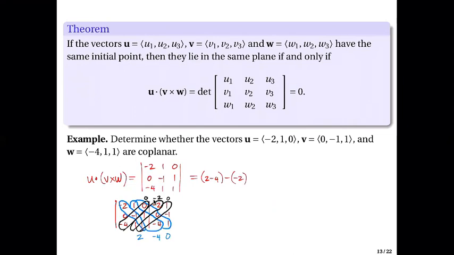And indeed, this is equal to 0. So negative 2, so 2 minus 4, that's negative 2, minus negative 2, that's equal to 0. So therefore, u, v, and w are coplanar.